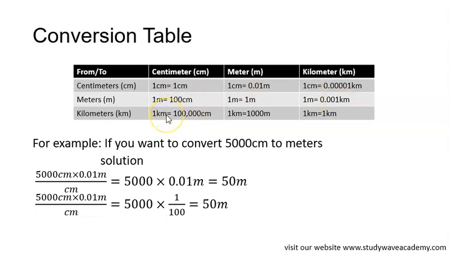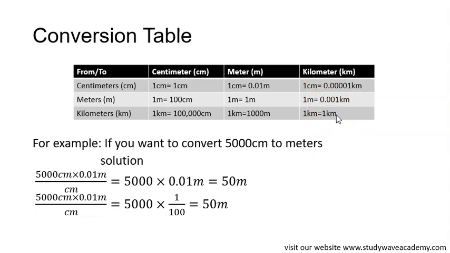Then 1 kilometer in centimeters is equal to 100 centimeter. And 1 kilometer in meter is 1000 meter. Okay? And 1 kilometer in kilometer is 1 kilometer. Do you understand this conversion table?